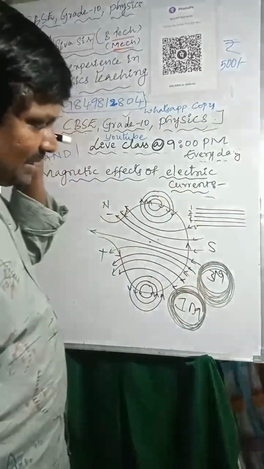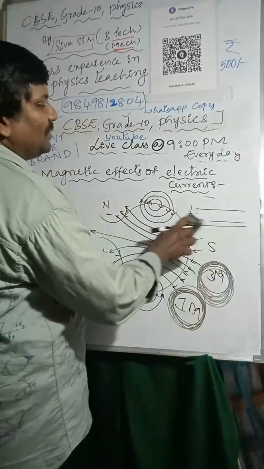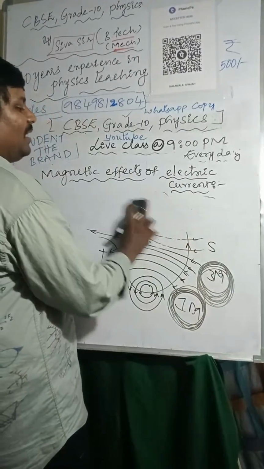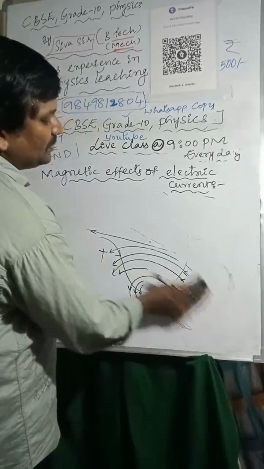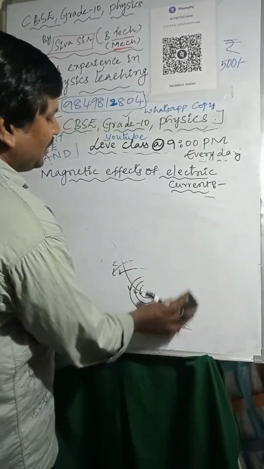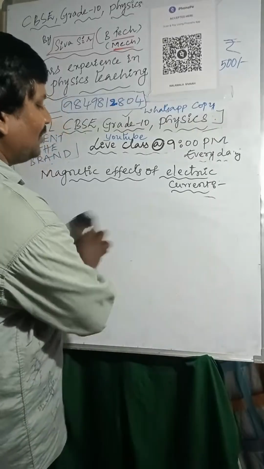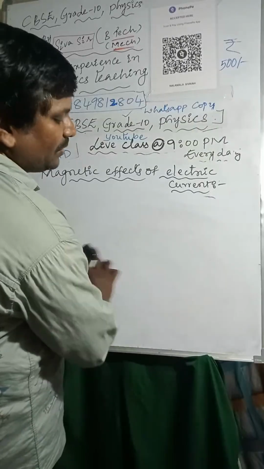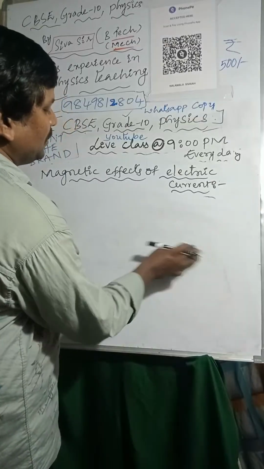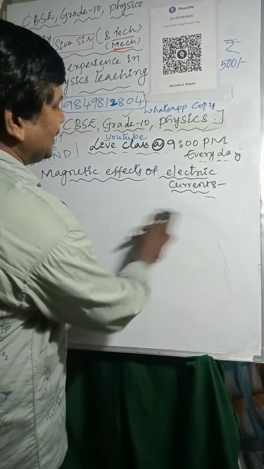Sir, until here it is clear. You said straight conductor and loop. If I take 2 more, 3 more loops, what happens, sir? How will the magnetic field be, and how can we find out the North Pole and South Pole? Can you explain, sir? Yes, I will explain.